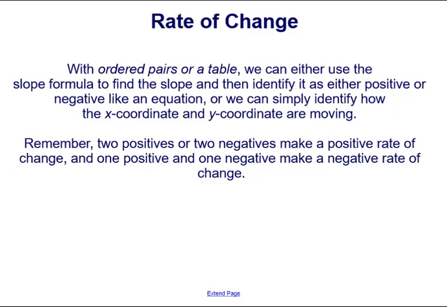Now with ordered pairs or a table, we can either use the slope formula to find the slope and then identify it as either positive or negative like an equation, or we can simply identify how the x-coordinate and the y-coordinate are moving. Remember, two positives or two negatives make a positive rate of change, and one positive and one negative make a negative rate of change.